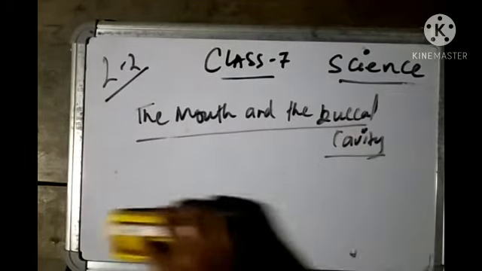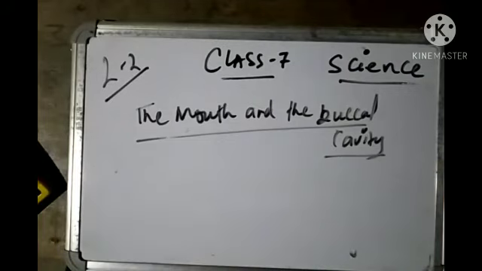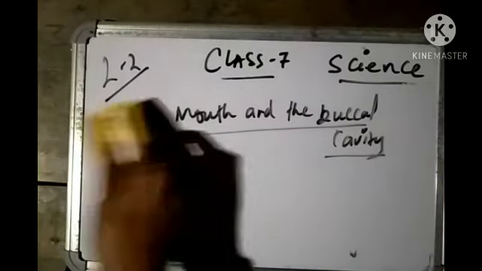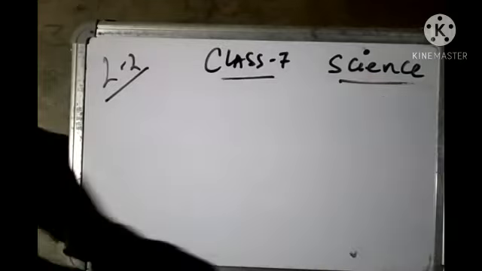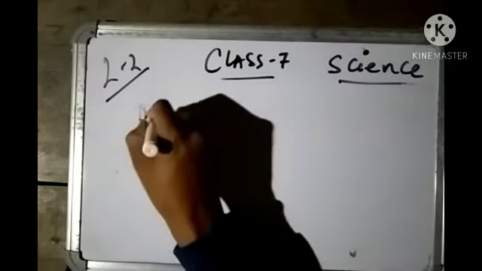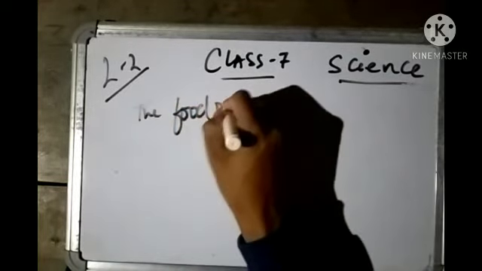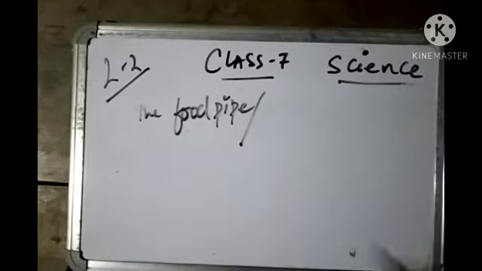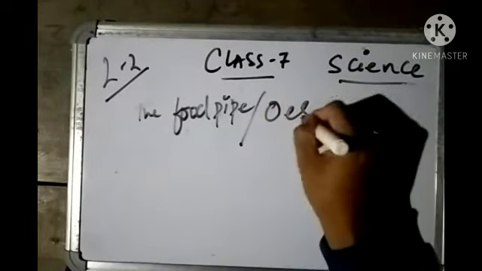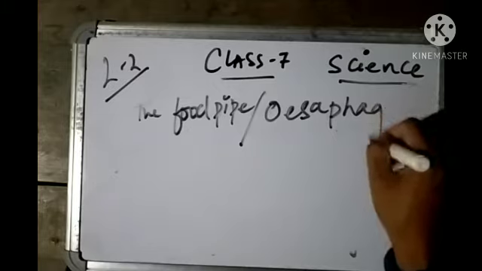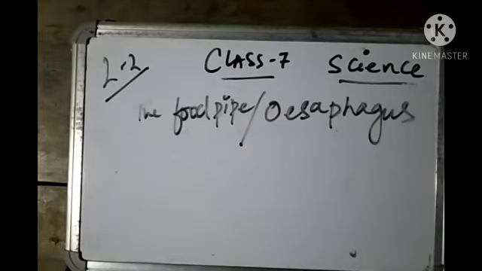The next part of the digestive system is the food pipe, which is also called the esophagus.